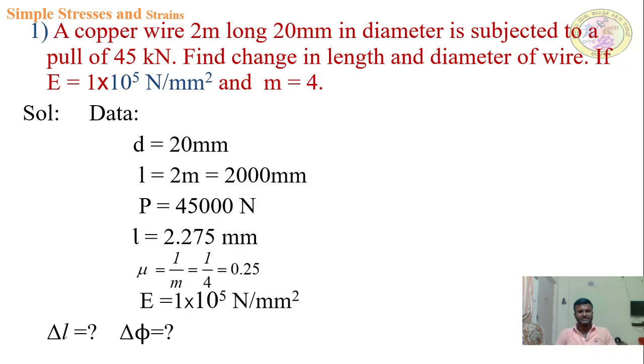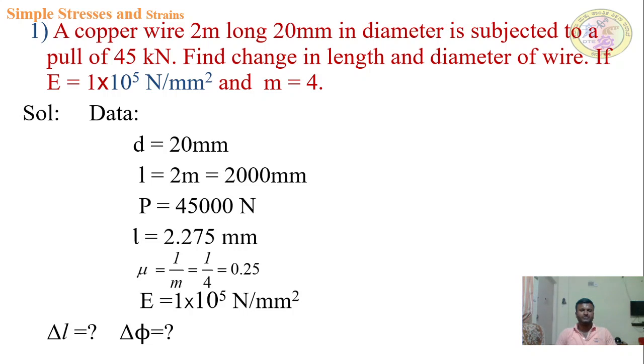What are the data given? D, diameter of the wire, is 20 mm, and the length of the wire is 2 meter, and also the force is given, which is equal to 45,000 Newton or 45 kilonewton. 1 kilonewton is equal to 1000 Newton. So it is 45 kilonewton which is given, so obviously it becomes 45,000 Newtons.